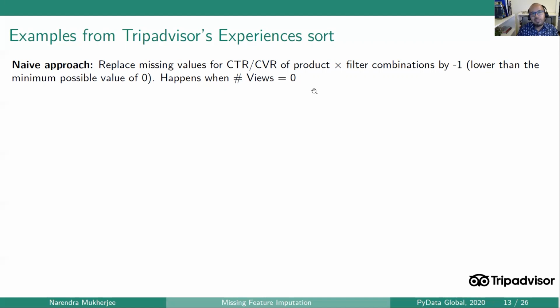And usually this happens when the number of views is 0 for this product filter combination. As I have shown you already in a previous example, that's something we realized in hindsight. The number of views can be 0 even for very popular products if they have not been viewed in a particular filter combination, for instance. So this, even at the start, doesn't seem like a good idea, but we tried it initially when we did not realize this. And this is what happened.